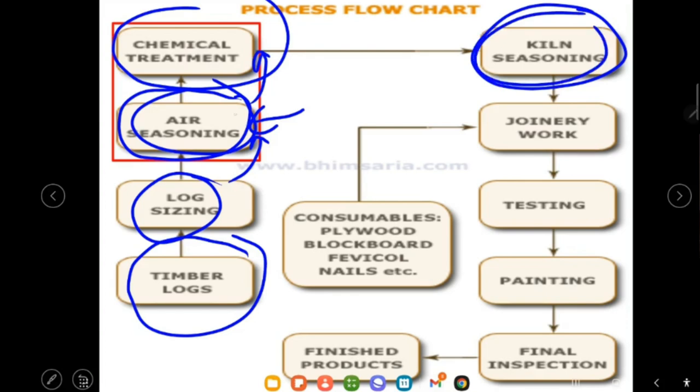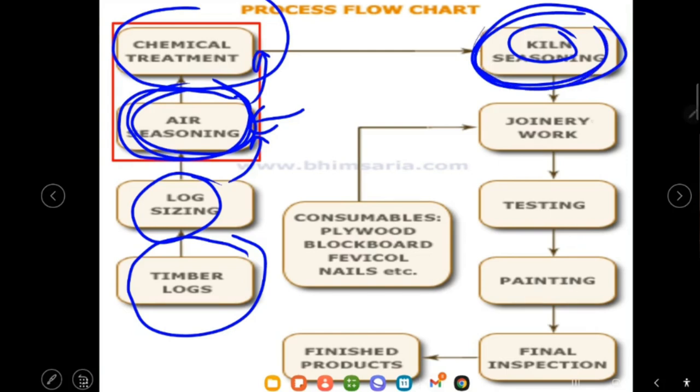In air seasoning, we leave the timber product to the atmosphere to let it dry out. In kiln seasoning, we put the lumber and other timber products into something we call a kiln. This kiln will heat up our wood so that the balance of water content inside the timber will be dried out entirely. So this is also one of the most important processes.